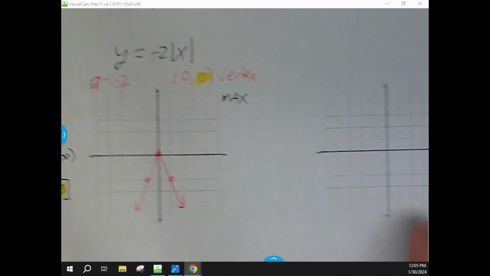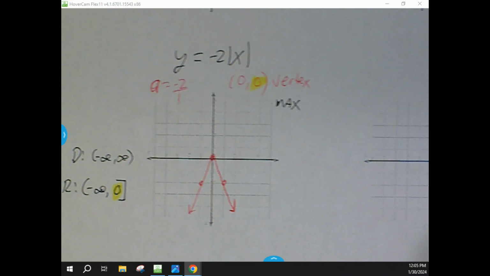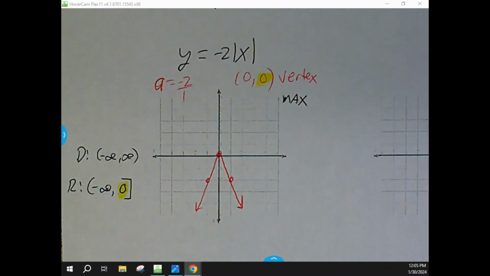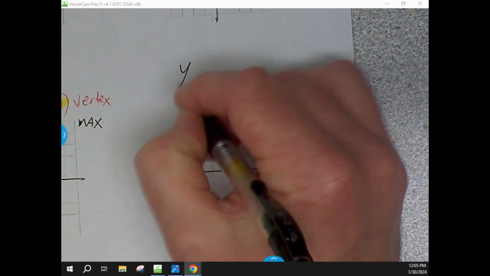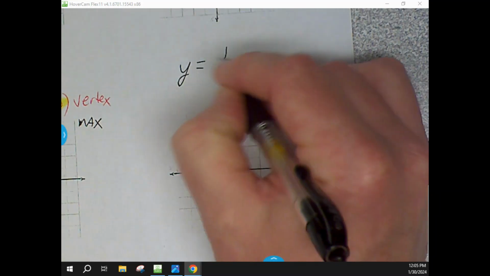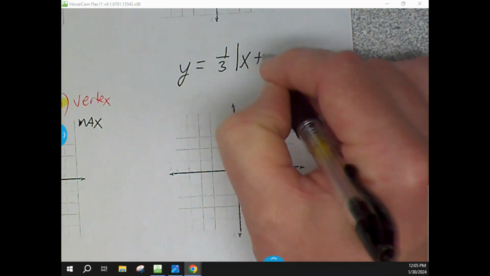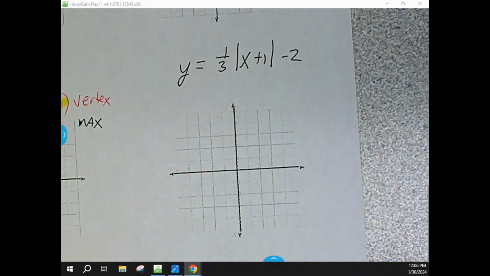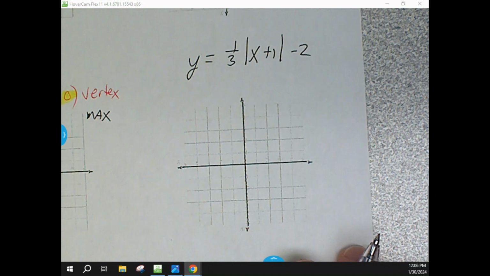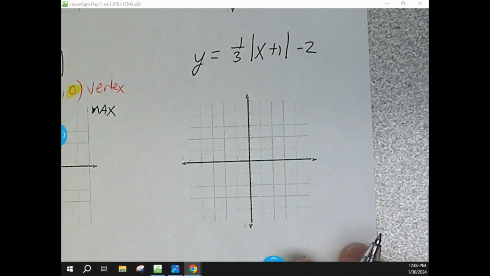All right, one more. Everybody good there? Everybody still writing that one down? So we have y equals 1/3 times the absolute value of x plus 1, minus 2.